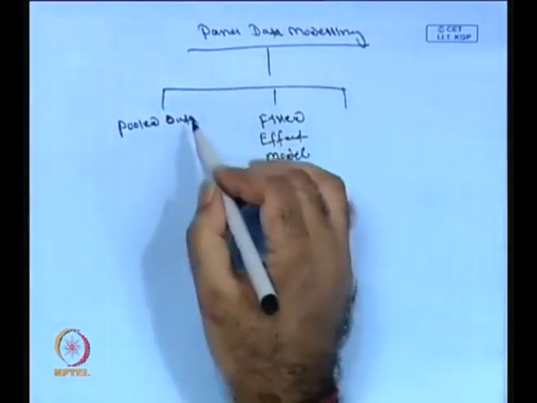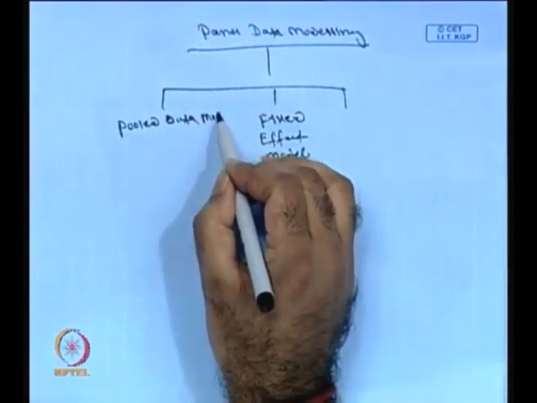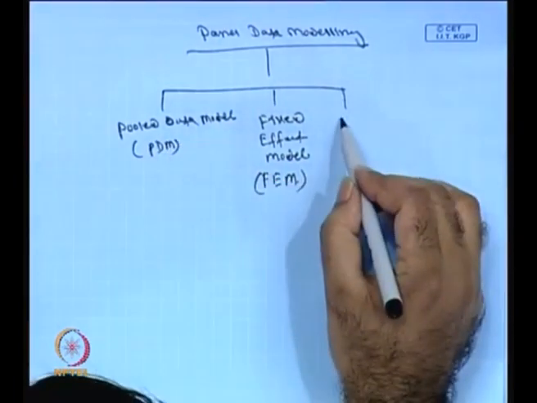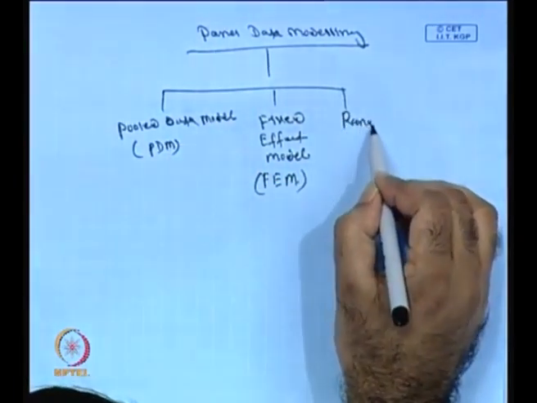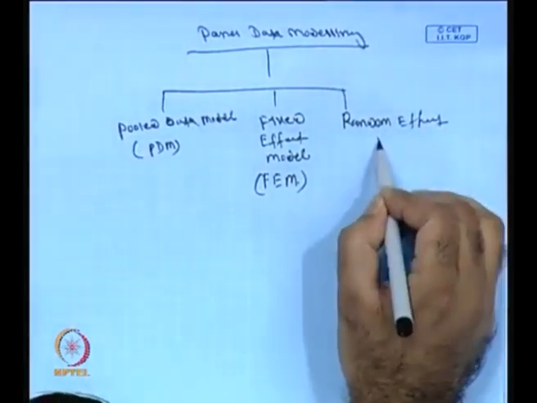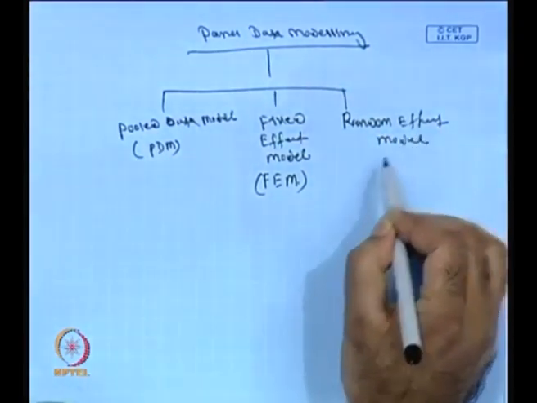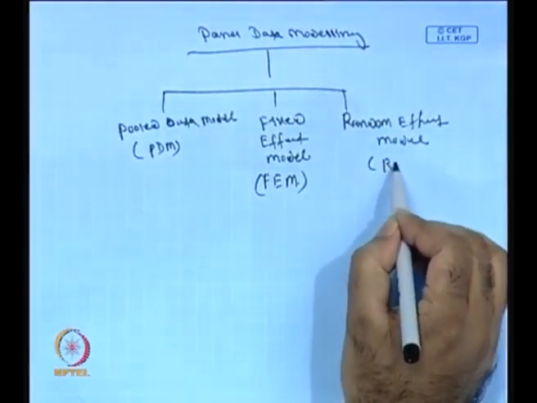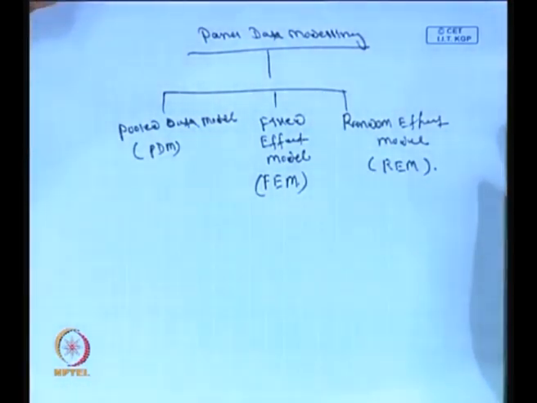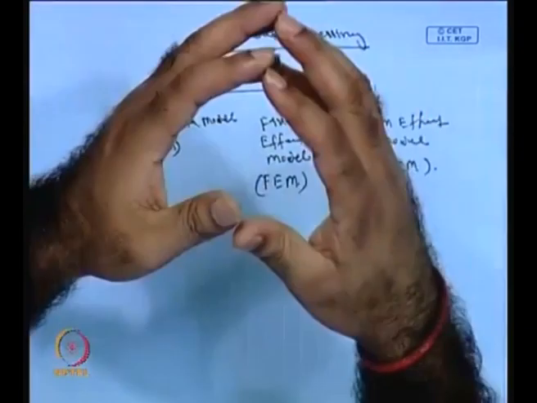Then this is the pool data model, popularly known as PDM. Then this is the random effect model, popularly known as REM. So altogether there are three different models: pool data models, fixed effect models and random effect models.